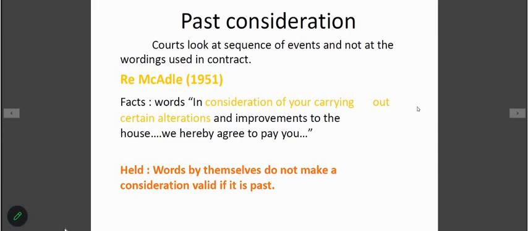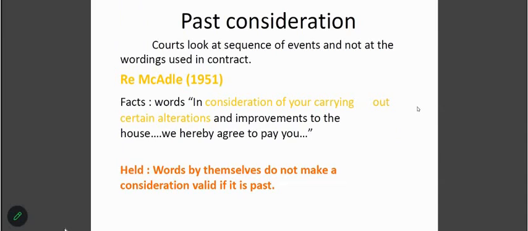For past consideration, the court looks at the sequence of events and not at the wording used in the contract. So when the owner gives you this contract, saying you must do this, do this, do that, they look at the events, whether you actually executed the job and it is confirmed by the owner's representative that the job was carried out and performed according to the specification that both parties agreed. So this is what the statement is: in consideration of carrying out certain alterations and improvements to the house, we hereby agree to pay you. And this is a fact.